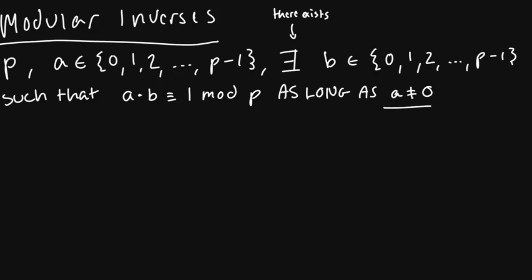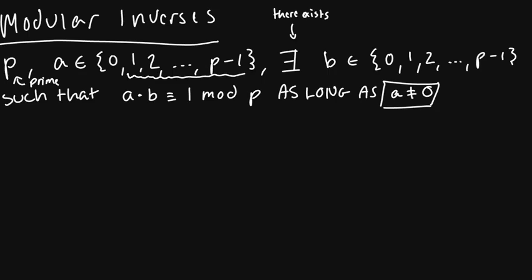Well, if a is congruent to 0 mod p, that means that a times b will always be congruent to 0 mod p, for 0 times any number is still 0. So we cannot have it equal to 1 mod p if a equals 0, which is why we say a is not equal to 0. So how do we show this? Well, the important thing is that a is relatively prime to p, meaning that a and p don't share any common factors. Note that 0 and p share a common factor of p, as p divides 0. But since p is prime, then it's relatively prime. It doesn't share any factors with all of these numbers right here.